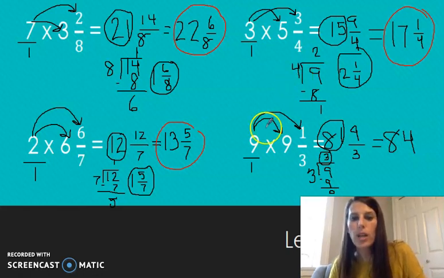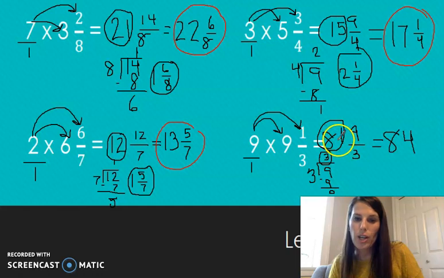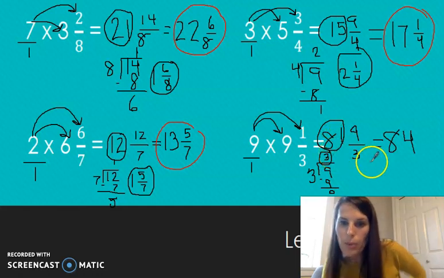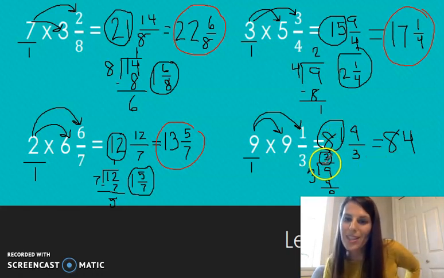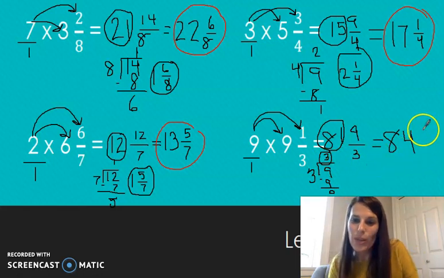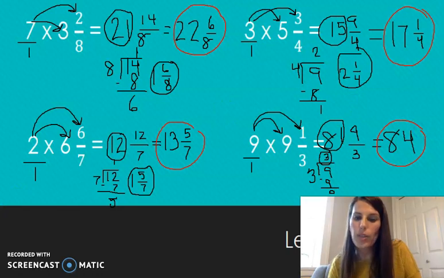And the last one, 9 times 9 is 81. 9 times 1/3 is going to give you 9/3. When you solve and correct it, decompose it, you have 3. You add 3 to the 81, and that is going to give you a final answer of 84. Way to work hard today. Hopefully this helps you with multiplying fractions times a whole number and multiplying fractions times a mixed number.